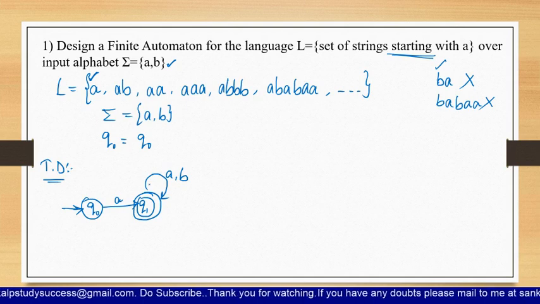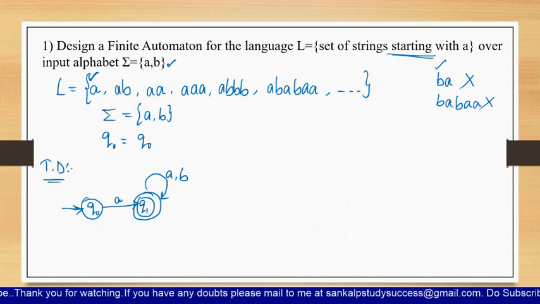But here, for each and every state you have to apply each and every input symbol. Here for Q1 we have applied A and B, so it is done. For Q0 we have applied A, but we didn't apply B yet. So we need to apply B also in order to make it a DFA.